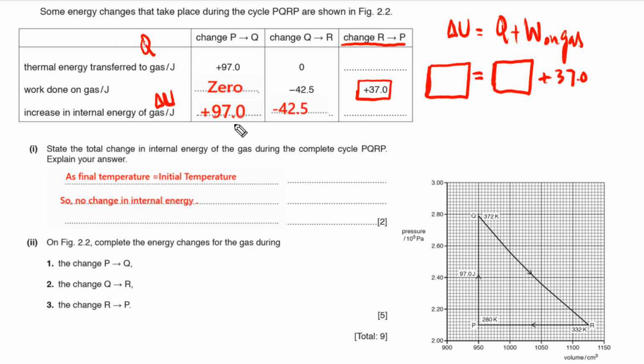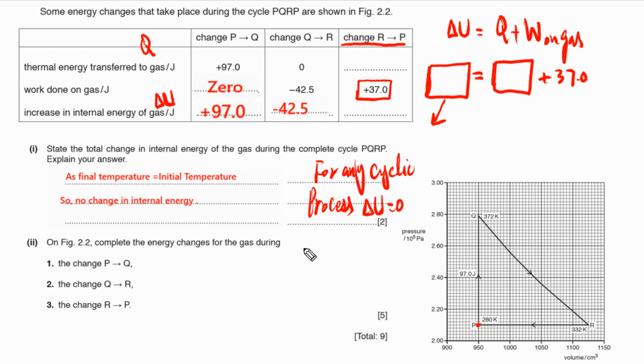This part is a little tricky and often confusing for many students. So the best way is to find delta U first. The delta U is quite straightforward. For any cyclic process, for any cycle, delta U is always equal to 0. Now this is our complete cycle from P to Q to R and to P. So this is a complete cycle.